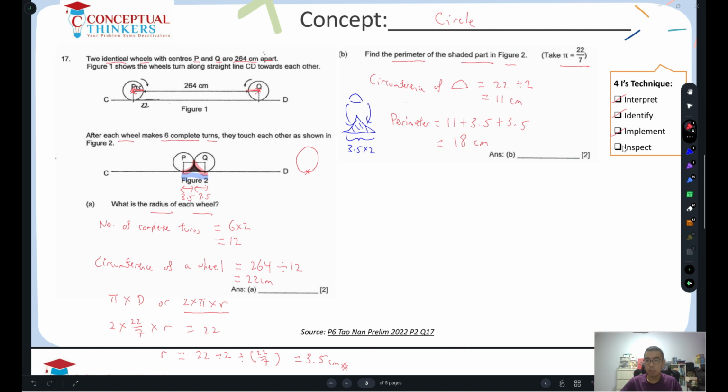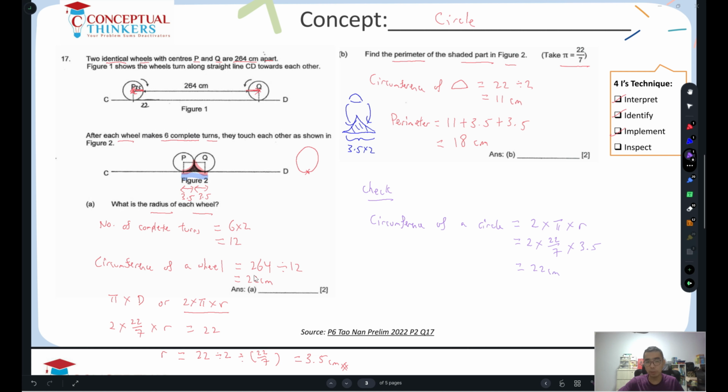So now I'm going to try to inspect my solution. To inspect my solution, I will be testing out whether 3.5 is the answer. So let's do a check. If I'm going to reverse calculate, I'm going to find the circumference of a circle. So I'm going to use 2 times pi times radius. So it will be 2 times 22 over 7 times 3.5. With this, we can press with our calculator. So 2 times 22 over 7, then I multiply by 3.5. So I will get 22 cm.